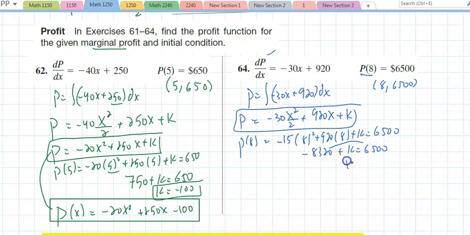If I move that to the other side, k will be, if you add those, 14,820. So my profit function is actually negative 15x squared plus 920x, and instead of k, $14,820.